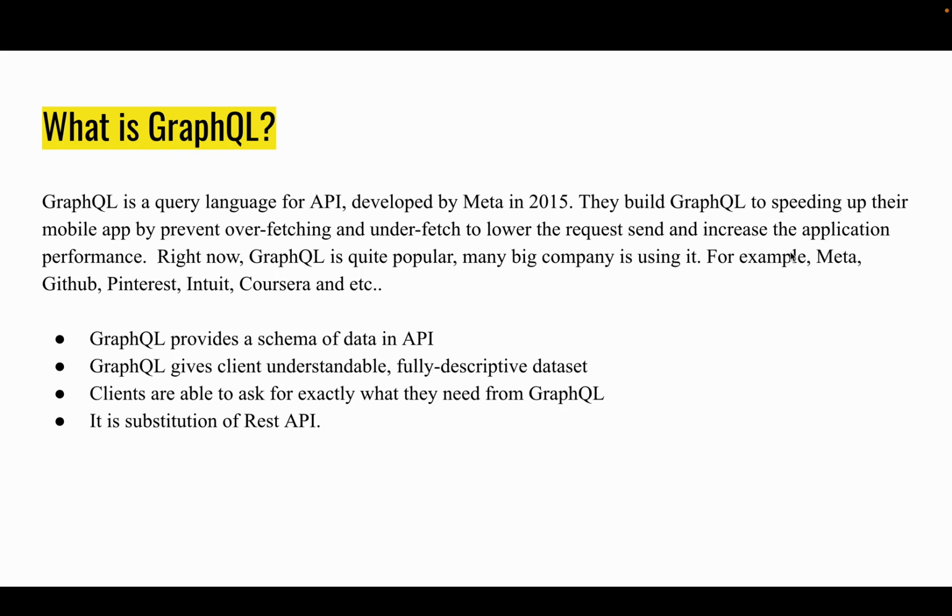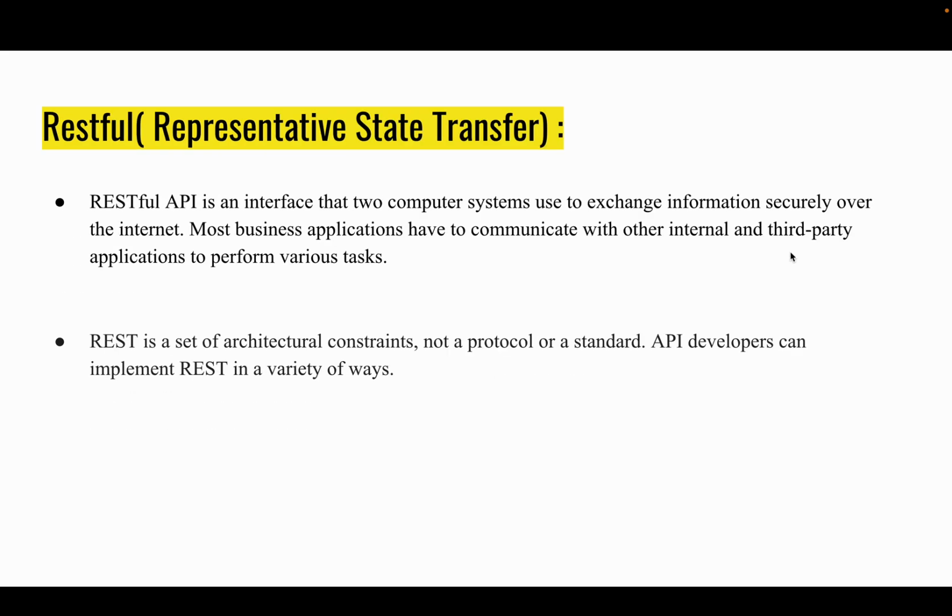GraphQL provides the schema of the data in the API, and it also gives clients understandable, fully descriptive datasets. Clients are able to ask for exactly what they need from GraphQL, just like what I showed you in the previous scenario. And GraphQL is actually a substitute for the REST API. You may wonder what the REST API is. So REST is representational state transfer.